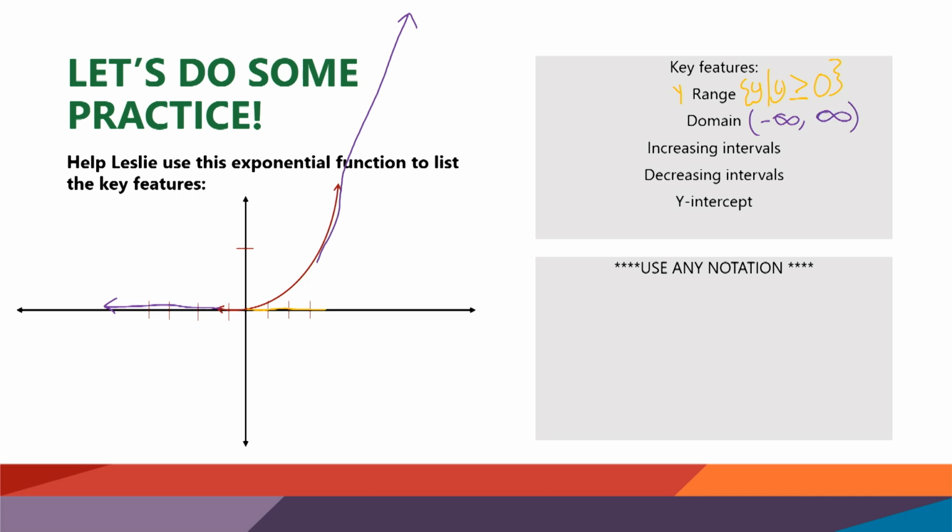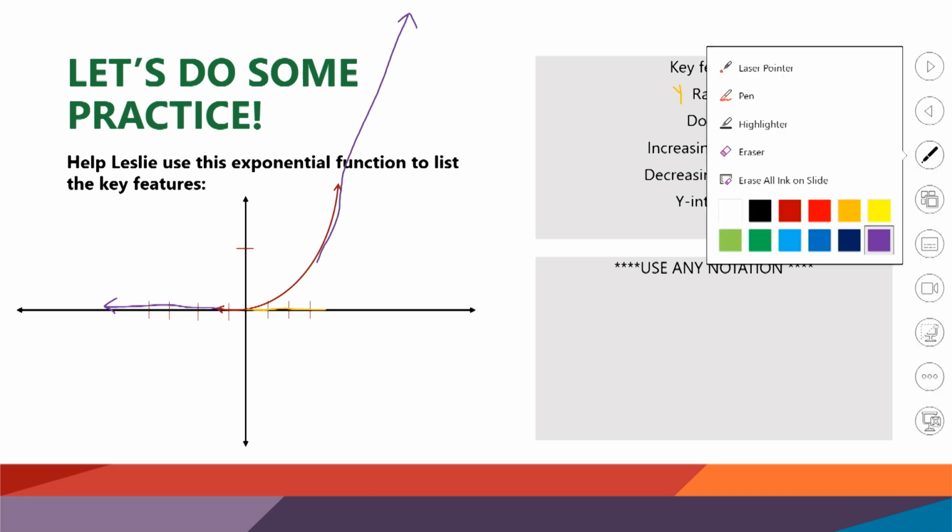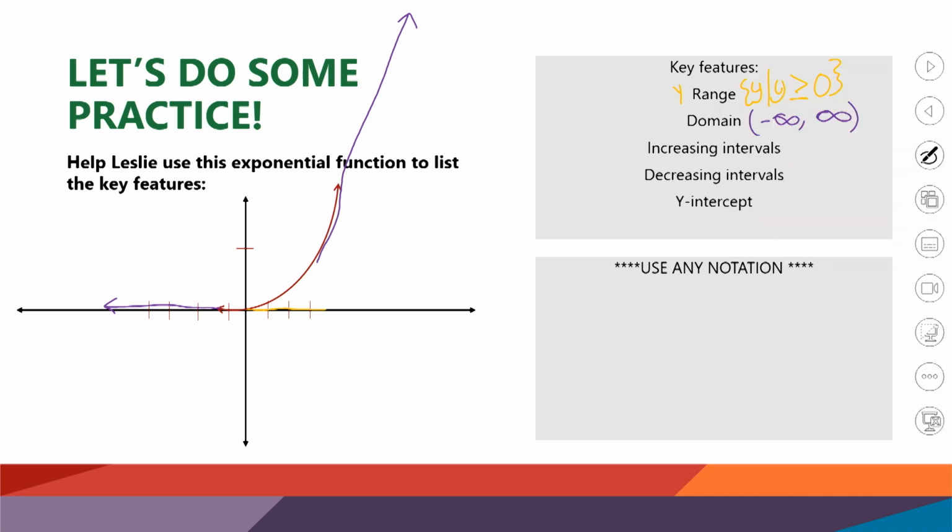Good job. Now what about my increasing intervals? Where am I increasing, my x and my y? Exactly right. I am starting with 0 and I'm going to positive infinity. Now what about a decreasing interval? Do I have a decreasing interval? Remember, a decreasing interval is where my x's are getting larger, but my y's are getting smaller. Ms. Killen, I don't see that because there's not one.